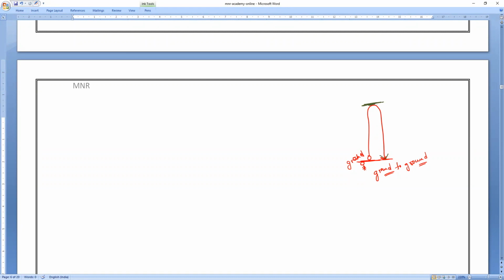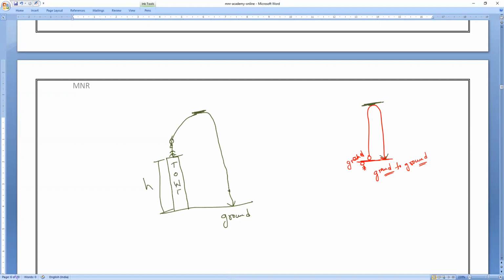Now what we are going to study: imagine there is a tower. Mr. Sanjay is standing here. Now from here the ball is thrown. The ball will go like this and come to the ground. Here also it will reach the maximum height. From this position, the tower already has some height h.